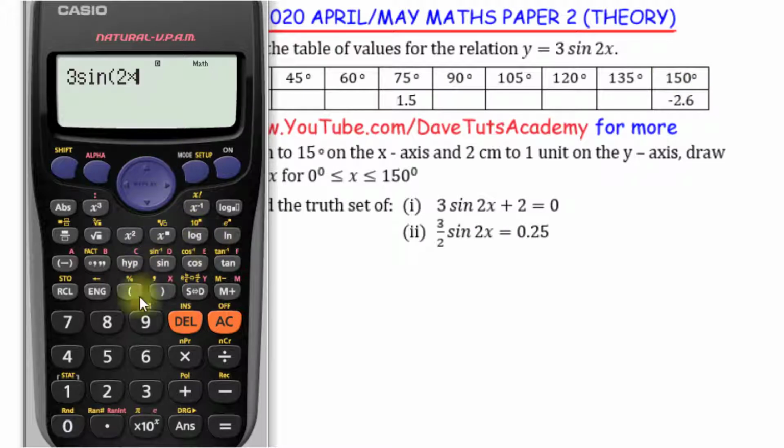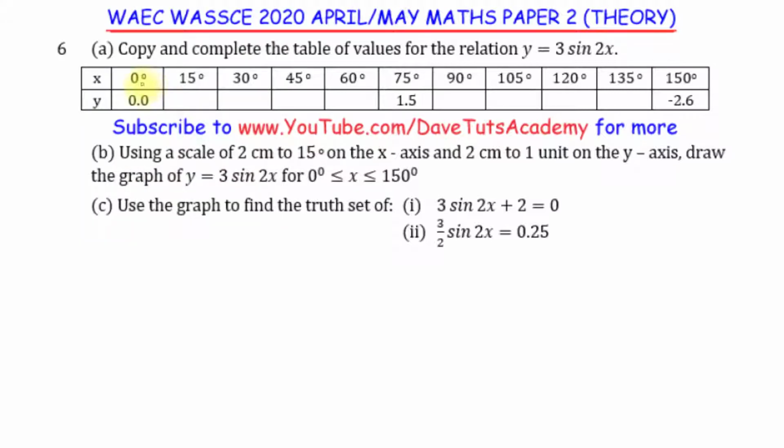We have 3 sine 2 times. Now we need to input the values of x as we are given on the table. Like in the first case, we have x is 0, so it is 2 times 0. I can close the bracket and say this is equal to 0. As it was given on the table, we have the value of y to be 0 when x is 0. So that was given already and we don't have any problem with that.